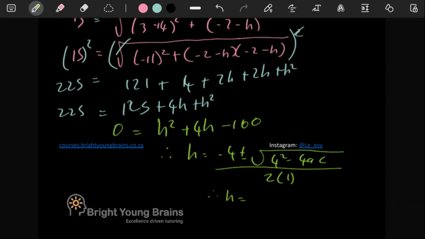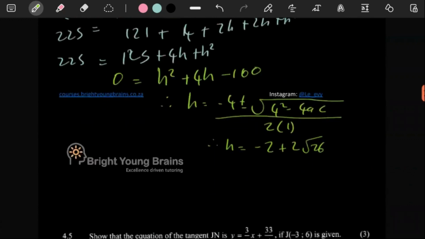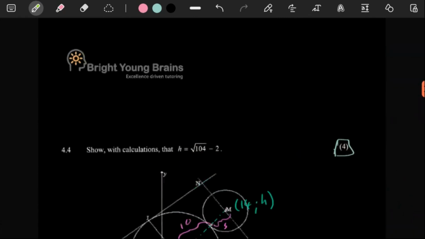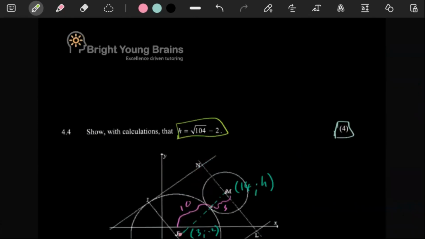Oh my goodness, this is not good. Well, I'm getting here negative 2 plus 2 square root of 26. In the calculator, this is a positive number, but now we need to write it like this. So, that's quite interesting.